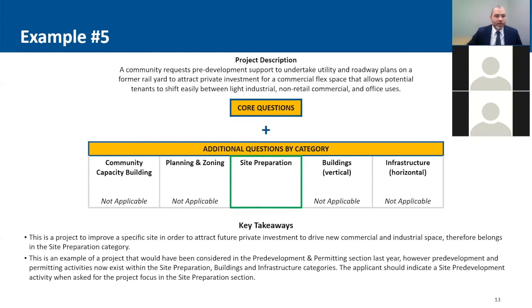This project is a great example of site preparation pre-development, as the applicant is in the design phase of a project to prepare a specific site for development. When asked for the project focus in the site preparation section, the applicant will see options broken into two categories, site pre-development and implementation. In this case, the applicant would select the civil engineering option under site pre-development.